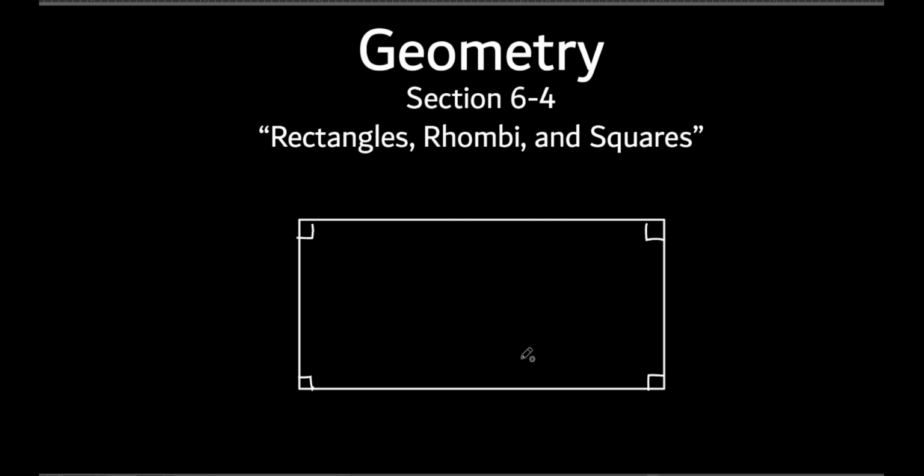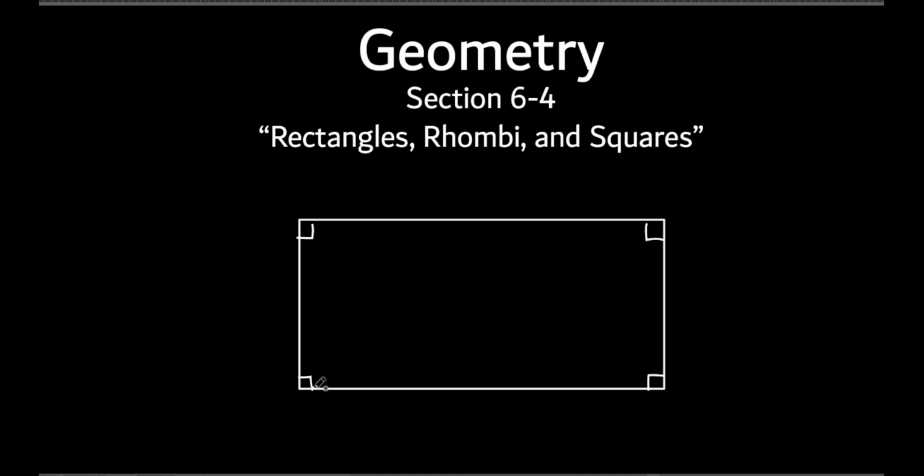Parallelogram. No, a rectangle is not always a square. Okay, so it is a parallelogram though, right? So a parallelogram has what? Opposite sides are parallel and they're also equal to each other, congruent, right? So these opposite sides right here are parallel and congruent. These two sides right here are parallel and congruent.